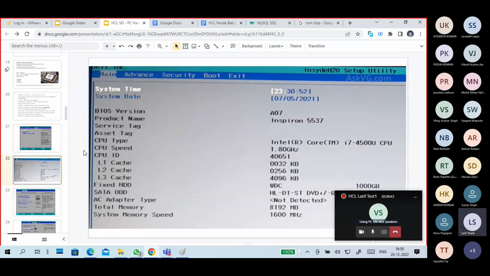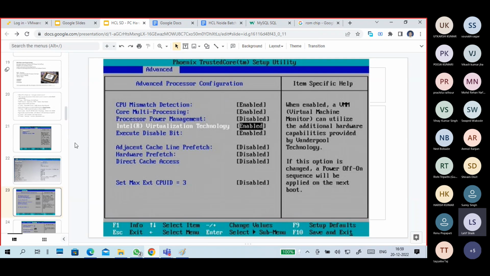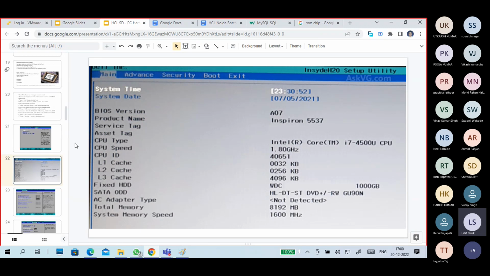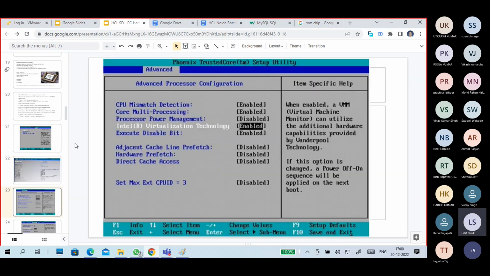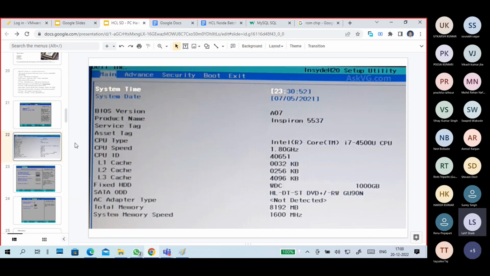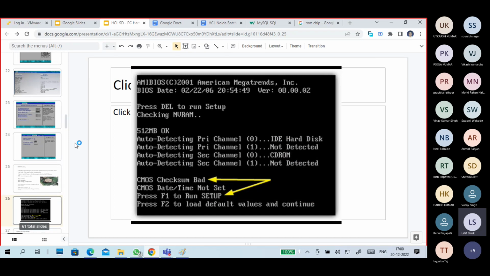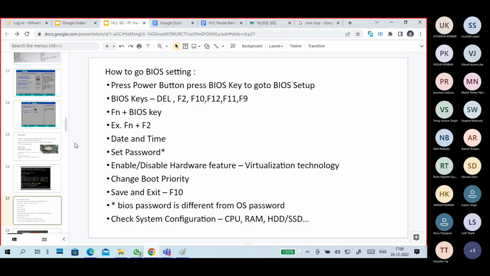You can get system configuration from BIOS settings. So how to go to these BIOS settings? We have seen BIOS settings. We can change system hardware related configuration. We can enable, disable certain features. We can set date and time. We can set passwords. We can change boot priorities also. But how to go to this BIOS settings?